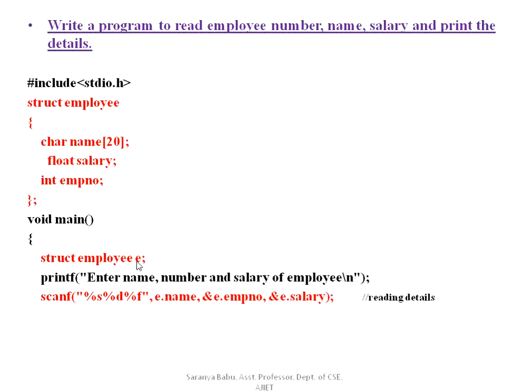For accessing the location or anything, you need the structure variable. What is the structure variable here? E. So E dot, first member is name. So %s to E dot name. Next %d, that is the employee number, that I will store in ampersand E dot employee number. Then salary, it is a float, I will read and store it in ampersand E dot salary. Clear? So I have read and stored it.